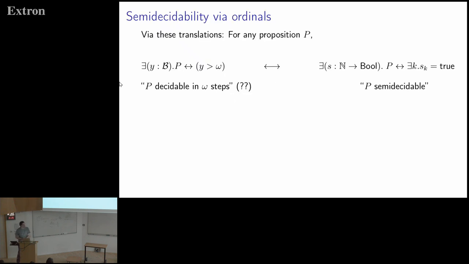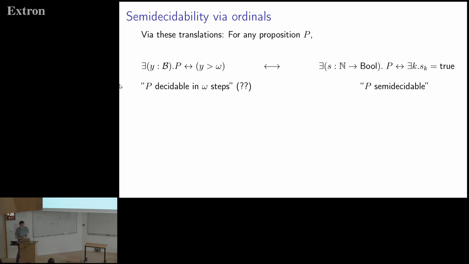Okay, so now the funny thing is that not only can we show that the question whether x is strictly larger than omega is semi-decidable, this is actually a new equivalent formulation of being semi-decidable. So if we have this property P, or this type P, then saying that P is semi-decidable in this sense, that you have this Boolean sequence, is equivalent to asking whether there is a Y in this type of Brouwer trees such that Y is larger than omega exactly if P holds.